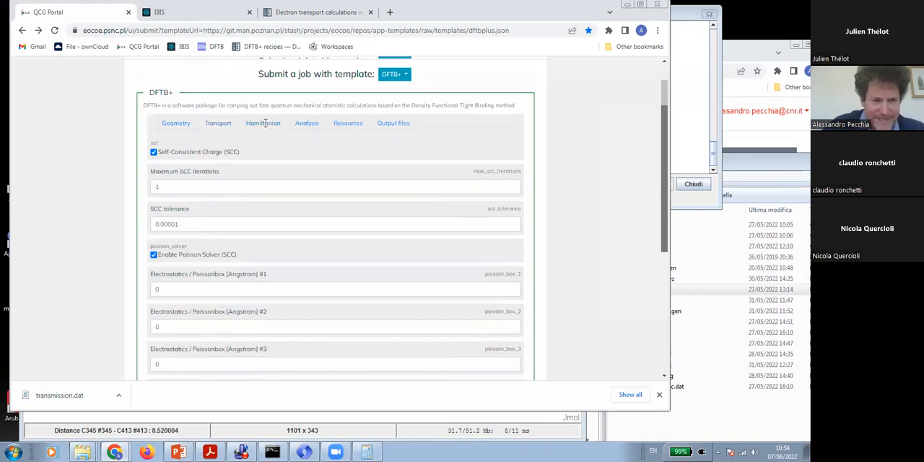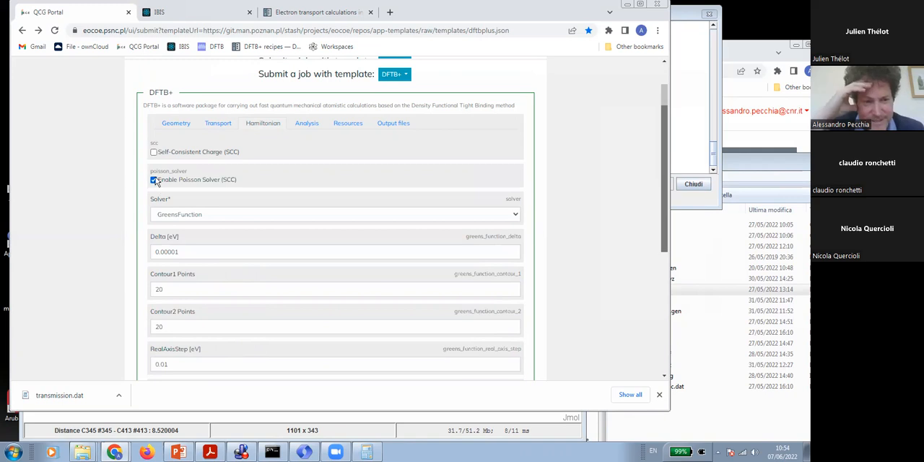Now, luckily the next things are easier. We start from the simplest calculation possible, which is a non-self-consistent one. Later on, I will tell a bit more about what self-consistent means, but let's unflag self-consistent. That means that there is no charge self-consistency in the charge density, basically. No charge, no Poisson. If you have a charge distribution, you solve the Poisson equation and you get the potential. The potential goes into the Hamiltonian, and that's what self-consistency is all about. So we unflag CC, we unflag Poisson.